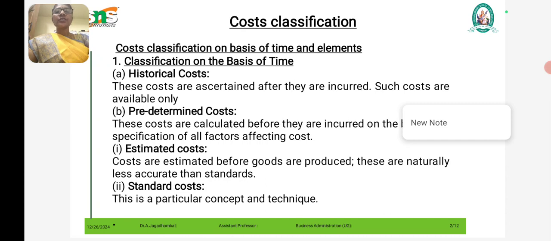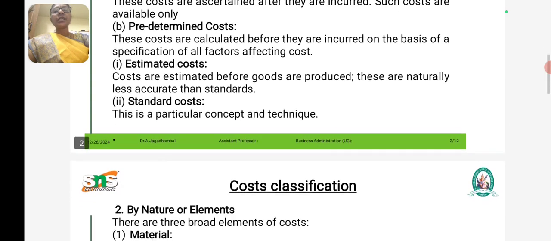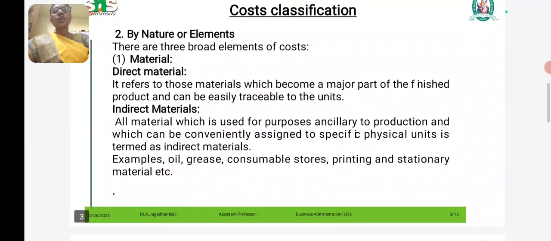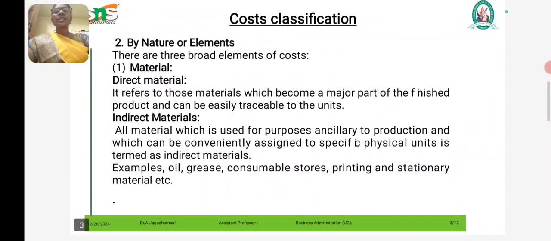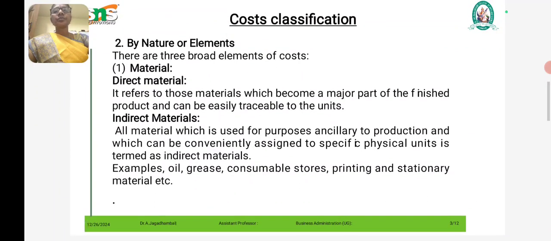So classification on the basis of time: the first one is historical cost, the second one is predetermined cost. Historical cost is cost ascertained after it is incurred. Predetermined cost is classified into estimated cost and standard cost. Then the next classification is by nature of elements.